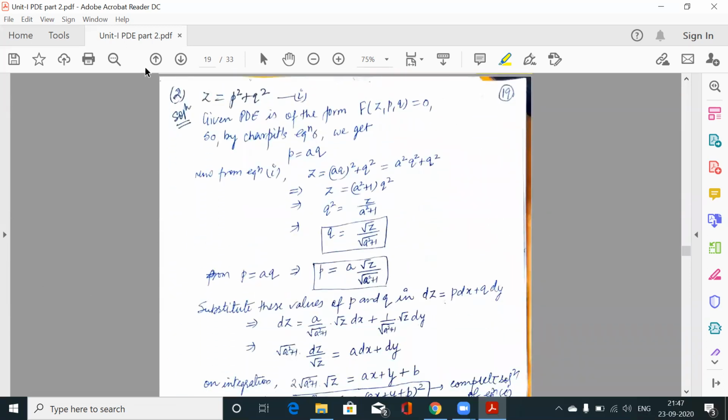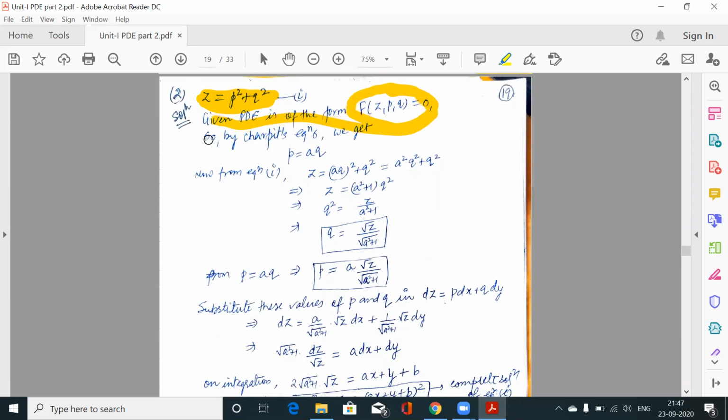Next question, z is equal to p square plus q square. Again, this is in standard form too. Why? Because it has p, it has q, it has z. It is free from x and y, it is independent of x and y. So this PDE is in the form of a function of z, p, q.